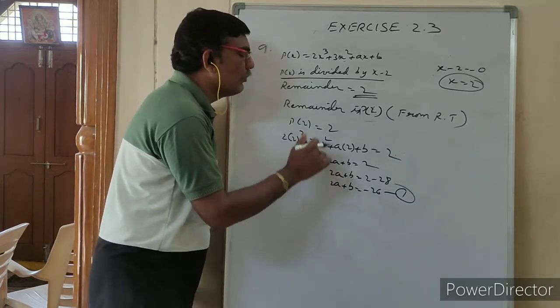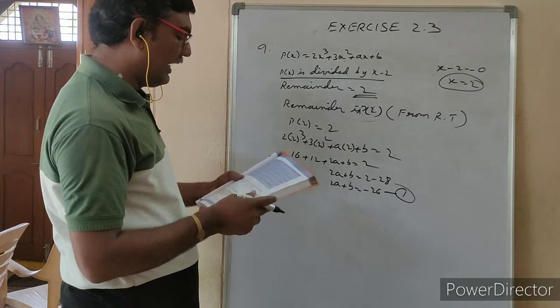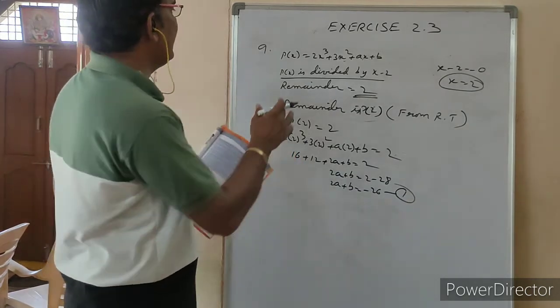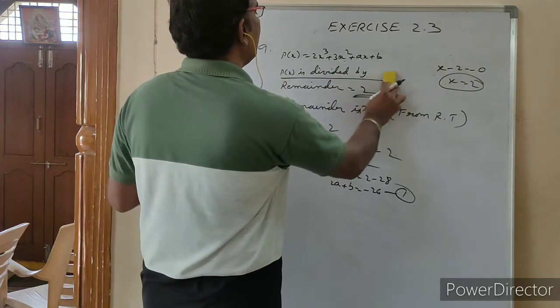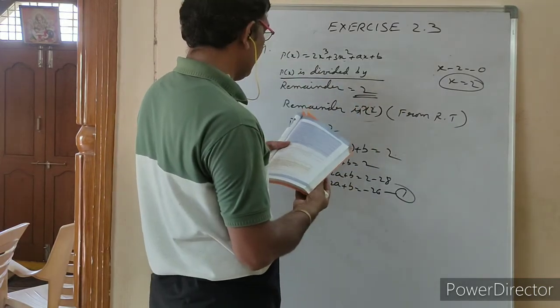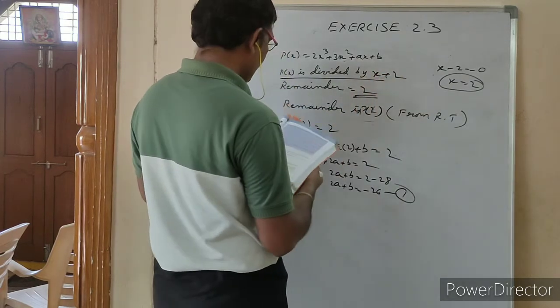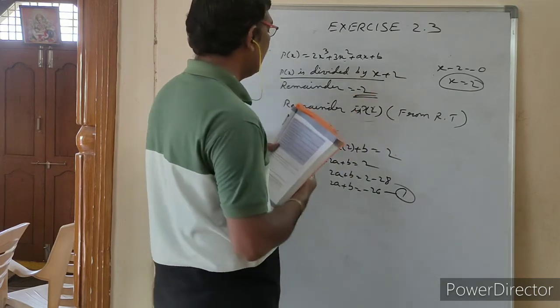Similarly, you will get one more equation when you substitute in the other one. It is divided by, in place of x minus 2, x plus 2, and it leaves a remainder of minus 2.